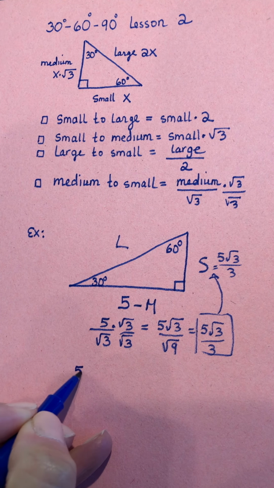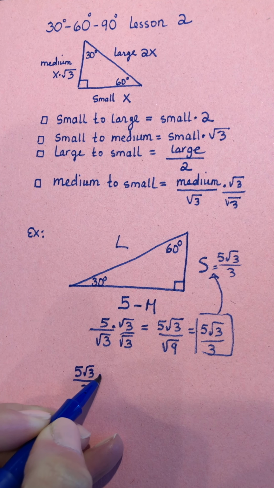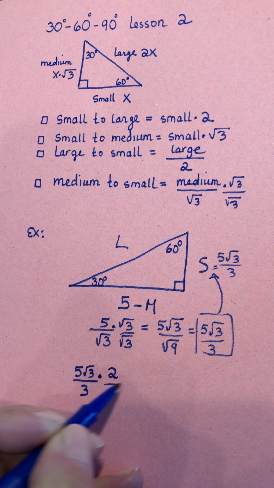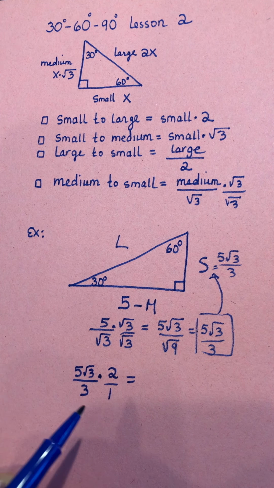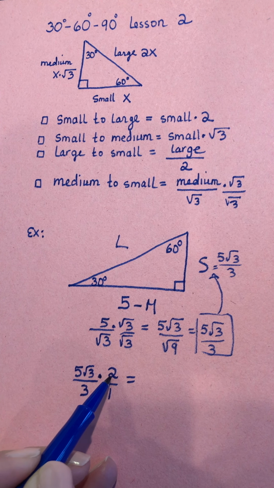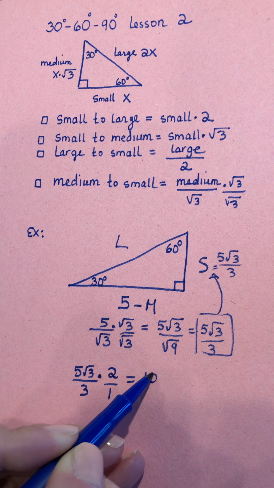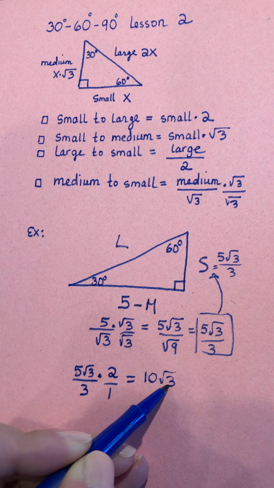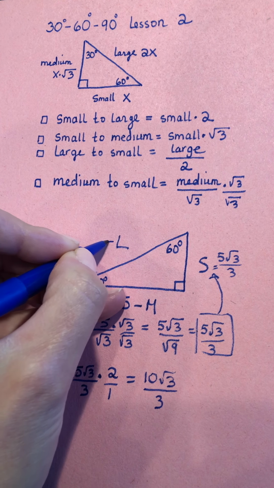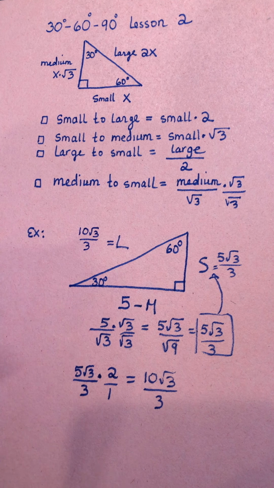So my small side is 5 root 3 over 3. And I've got to multiply that by 2. Now remember, that's really a 2 over 1 if you're multiplying a fraction. And I'm going to get my large side. Numbers multiply numbers, radicals multiply radicals. So 2 and 5 are both numbers. They're going to multiply together in the numerator. So this is 10 root 3 over 3 times 1 is 3. My large side is 10 root 3 over 3.